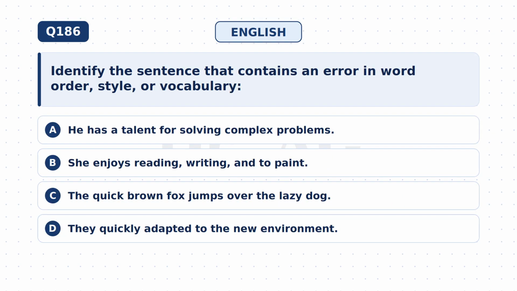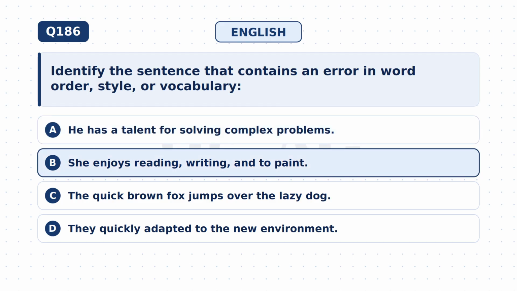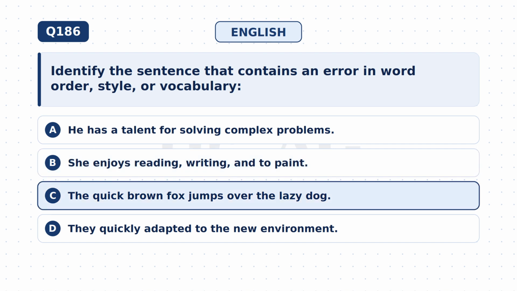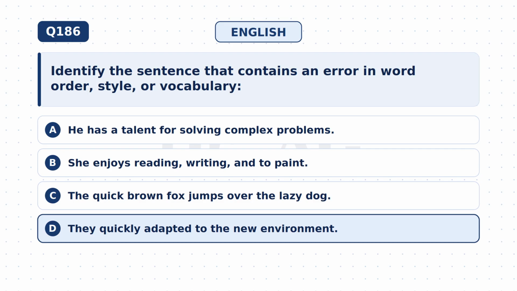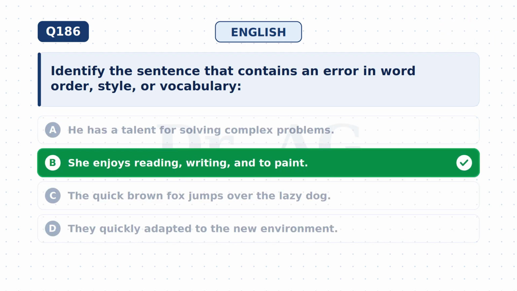Question 186. Identify the sentence that contains an error in word order, style, or vocabulary. Option A, he has a talent for solving complex problems. Option B, she enjoys reading, writing, and to paint. Option C, the quick brown fox jumps over the lazy dog. Option D, they quickly adapted to the new environment. The correct answer is B. She enjoys reading, writing, and to paint.